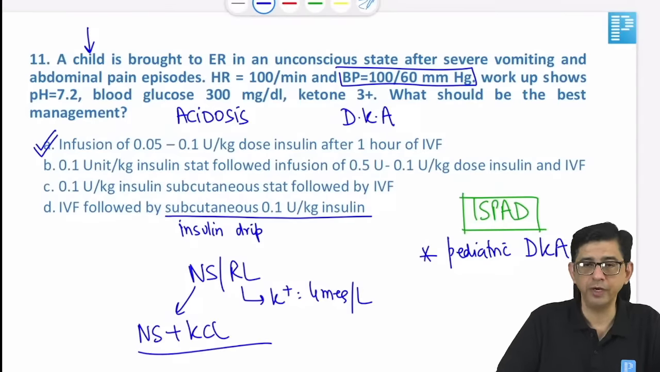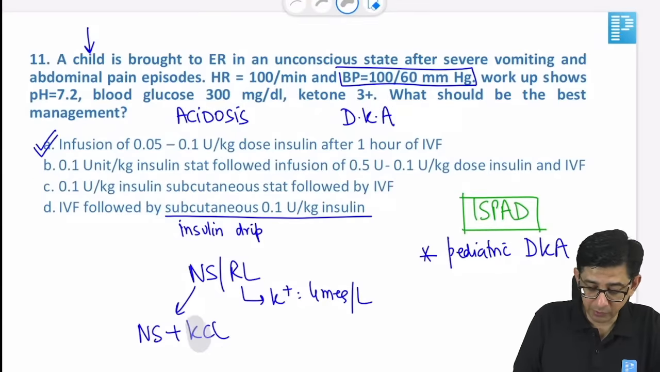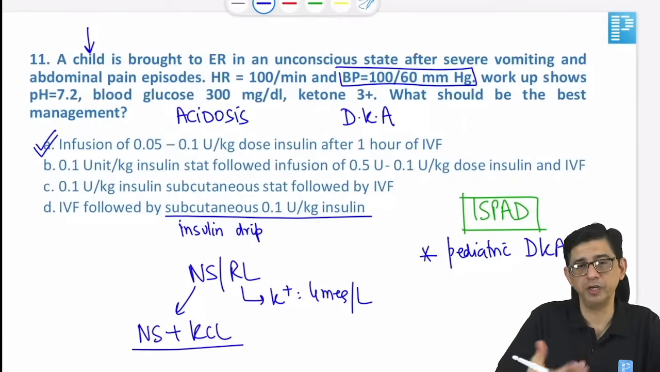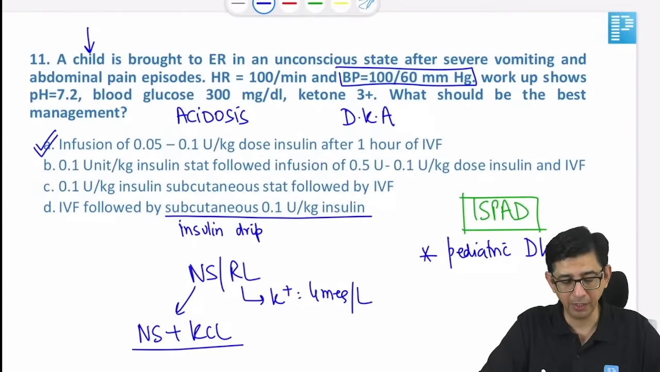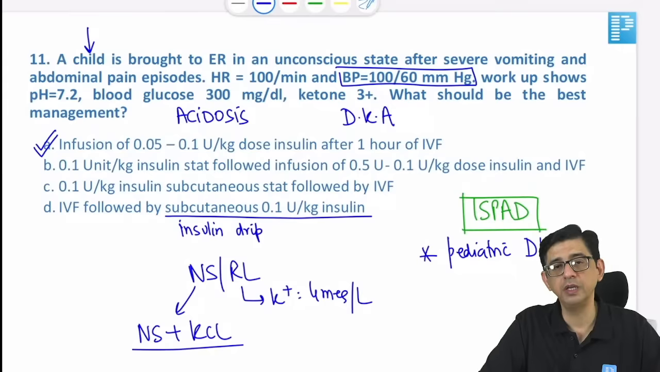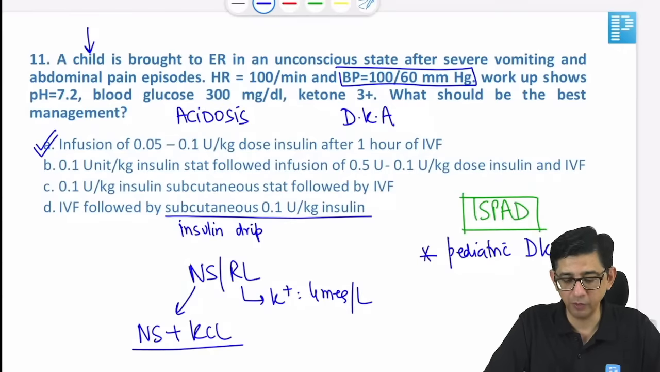This KCl will ensure that I am safe with respect to my insulin drip, because insulin drip always causes potassium to go inside the cells. So if I'm giving only ringer lactate, I'm not safe with respect to potassium. But if I give normal saline plus KCl, then I am safe with my insulin drip as well. And another reason for giving KCl in the patient is that he has been having vomiting also.